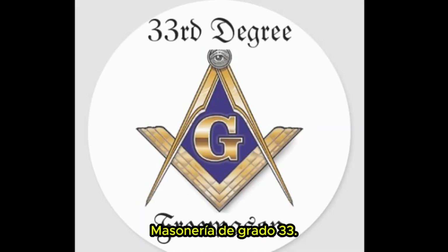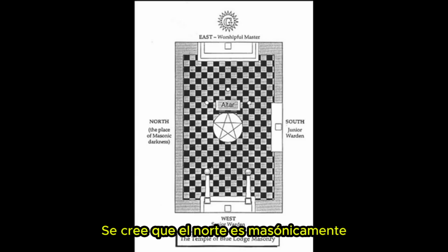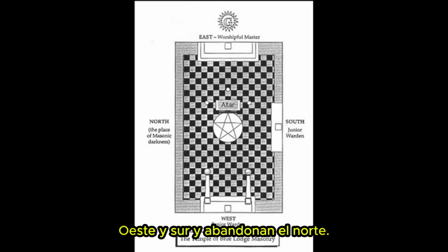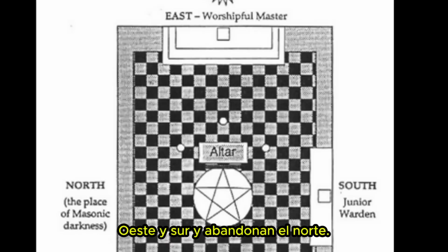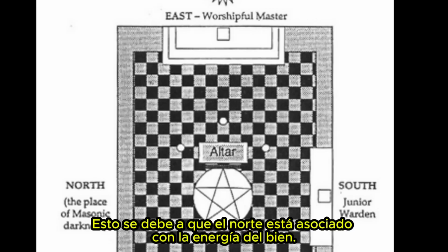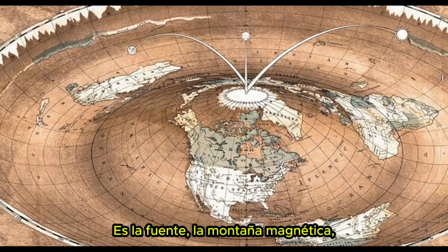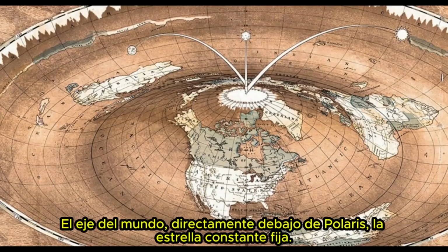33rd degree Freemasonry. During the course of initiation, the Mason is taught that the North is Masonically a place of darkness. The Freemasons worship East, West, and South and forsake the North. This is because the North is associated with the energy of good. It is the source, the magnetic mountain, the axis mundi directly underneath Polaris, the fixed constant star.